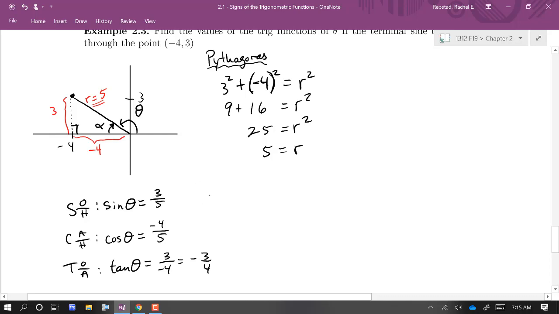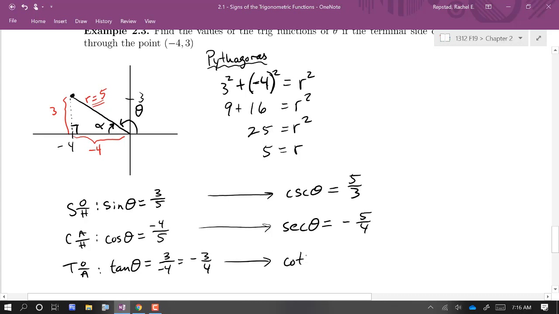From each of these now, we're just going to find their reciprocal functions. So the reciprocal of sine is cosecant. It means cosecant theta is 5/3. Secant theta, that's the reciprocal of cosine, is negative 5/4. And cotangent, which is the reciprocal of tangent, is negative 4/3.